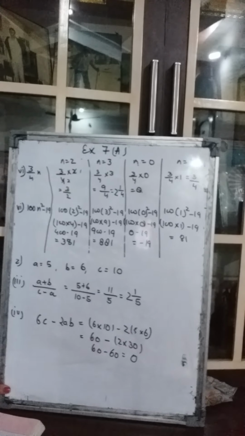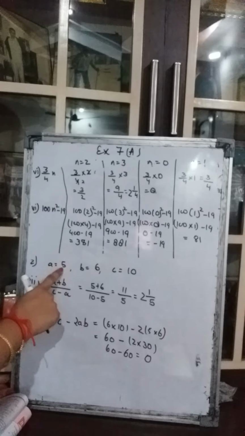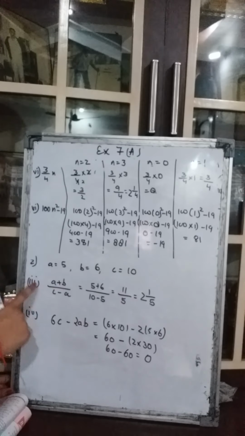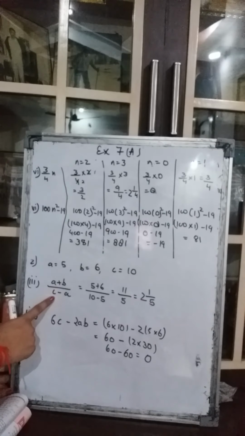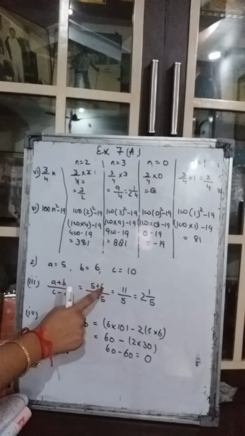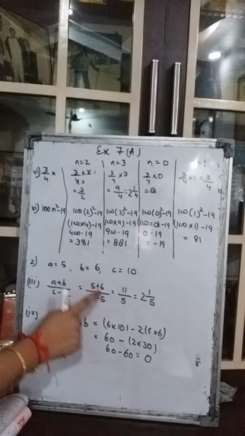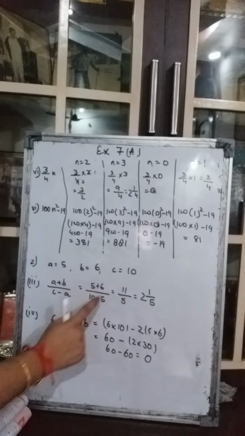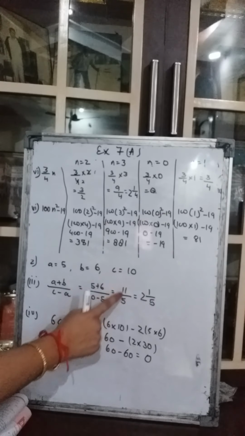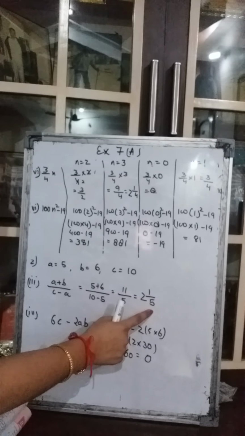Now girls, we'll come to the second question. Second question, you will do the first and second part in your homework copy, and the third and fourth I am explaining here. Okay, so here the values are given. A is equal to 5, B is equal to 6, C is equal to 10. So let's do the third part. A plus B upon C minus A. First put their values. A is 5, plus B is 6. 5 plus 6 upon C is 10, 10 minus 5. So solve this first. 5 plus 6 is equal to 11 and 10 minus 5 is equal to 5. 11 upon 5. And turn it into a mixed fraction. So that is equal to 2 whole 1 upon 5.